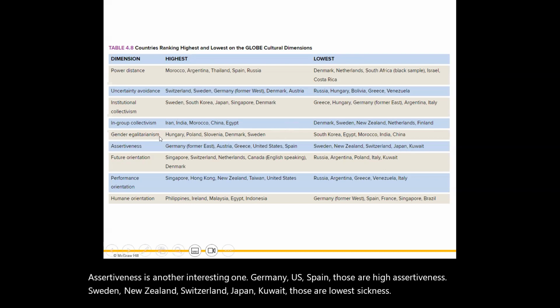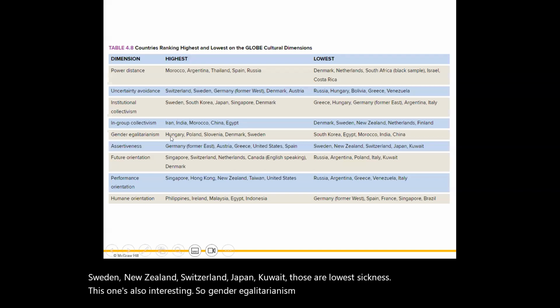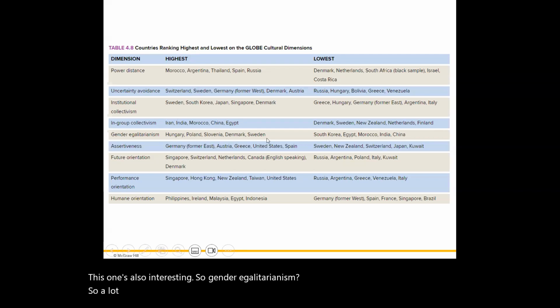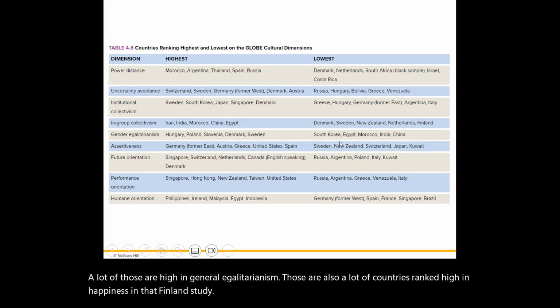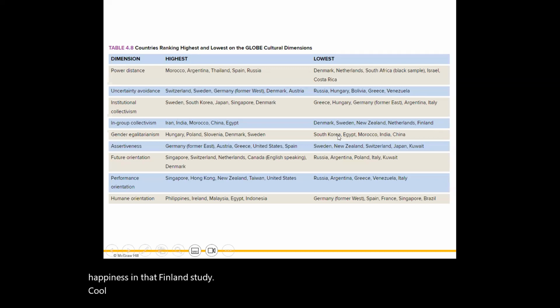This one's also interesting. So gender egalitarianism. So a lot of these countries, Hungary, Poland, Slovenia, Denmark, Sweden, a lot of those are high in gender egalitarianism. Those are also a lot of the countries ranked high in happiness in that Finland study. Cool. All right, let's keep going.